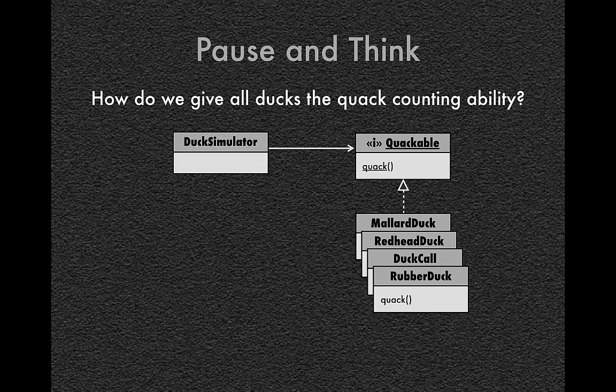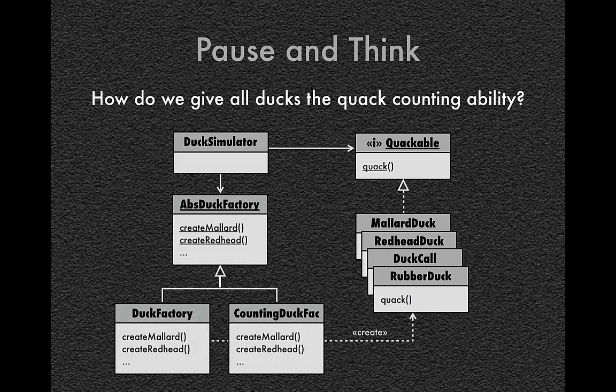Ready? We're going to use the abstract factory pattern for this one. First, we will extract the code from the duck simulator class that is dedicated to creating ducks, and we'll move it to a factory class. In fact, we're going to have two factories. One factory will create ducks normally, and the other will wrap all new ducks in a quack counter decorator. Naturally, we had to extract and modify code in the duck simulator to do this.